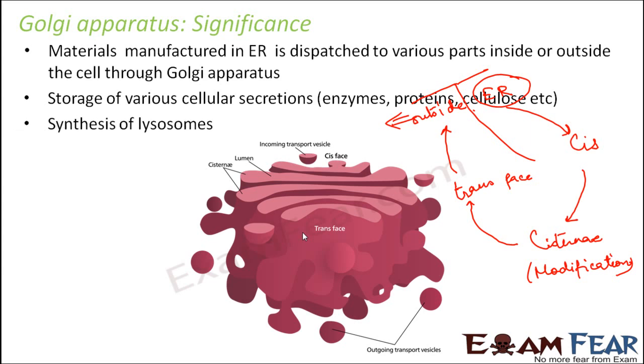Now, synthesis of lysosomes, which we'll talk about in the next topic. They contain all the digestive enzymes. So they are produced by the Golgi apparatus. Now, secretion being the most important property of the Golgi apparatus, the secretory proteins and lipids are packed into secretory vesicles. The pectin of the cell wall in plants is also secreted by the Golgi apparatus. So these are some of the important properties which make the Golgi apparatus very significant.